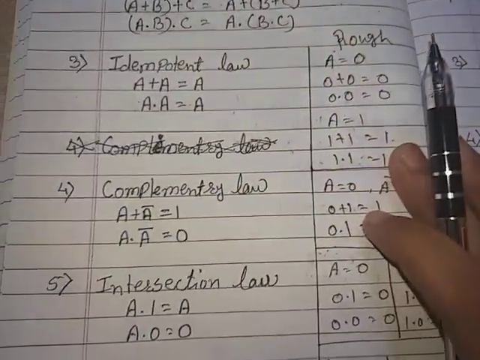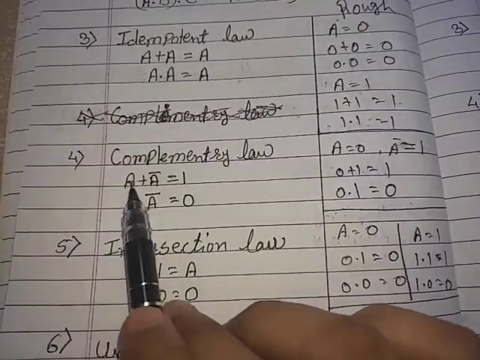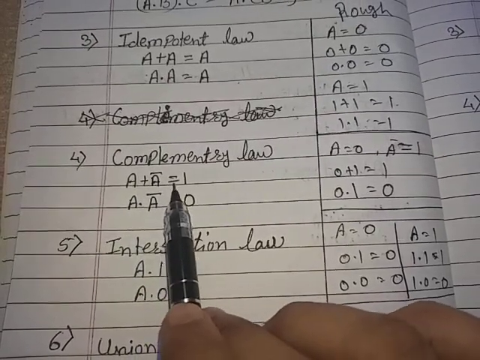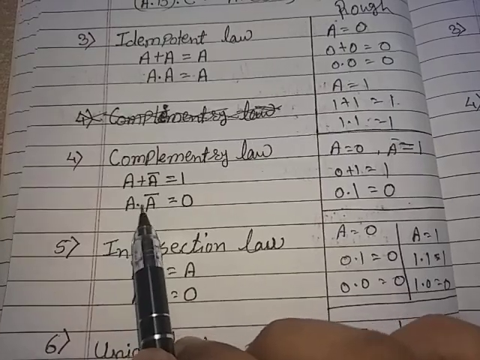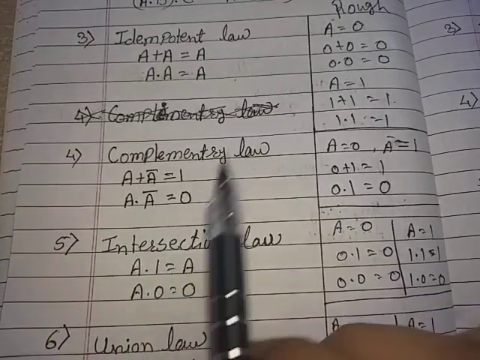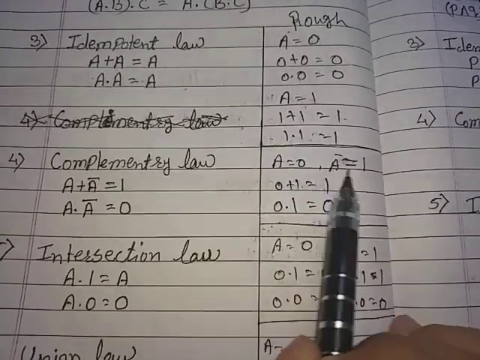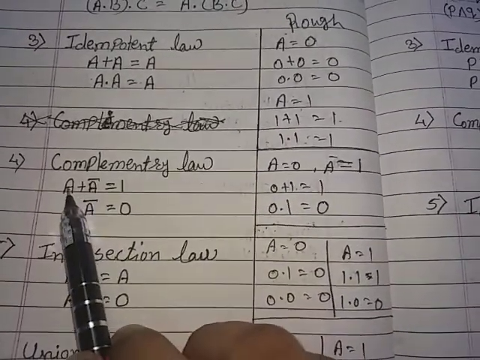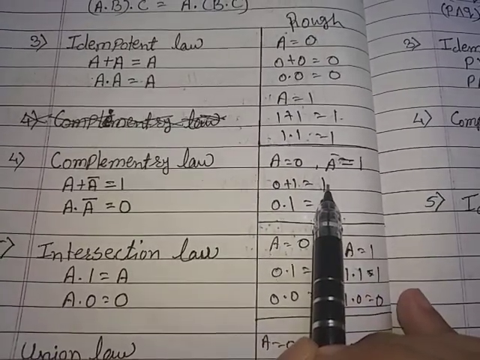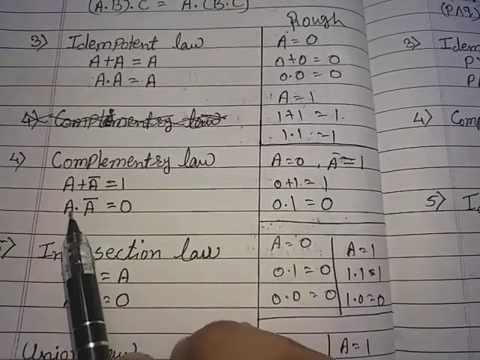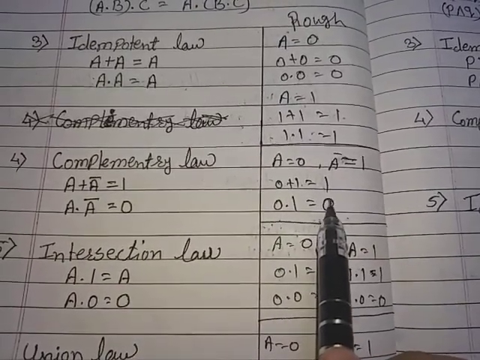Now let's move to the fourth law, complementary law. A plus A bar is equal to 1, where A bar is the complement of A, and A dot A bar is equal to 0. Let's see. Suppose A is equal to 0, so A bar will become 1. Now 0 plus 1 is equal to 1 from the OR gate truth table, and 0 dot 1 is equal to 0 from the AND gate truth table.